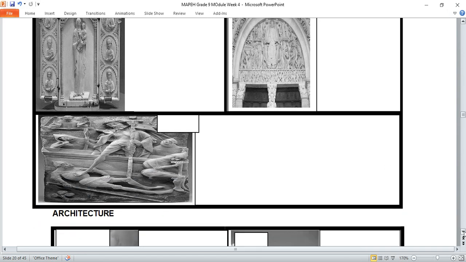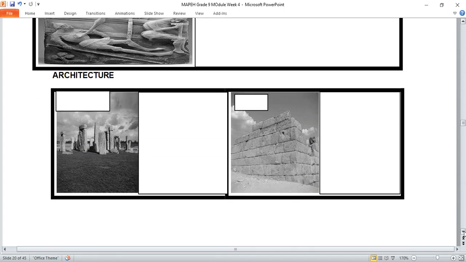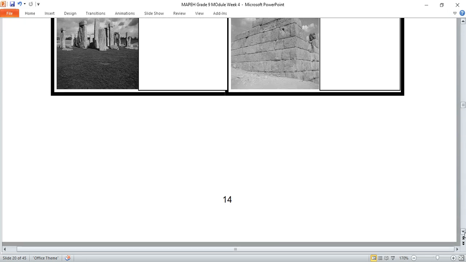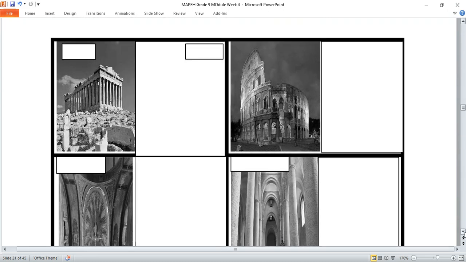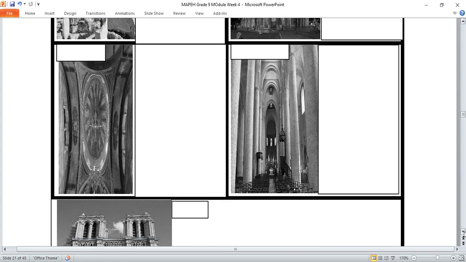And now let's proceed to architecture. Okay, class, you can pause this video in order for you to answer this in your notebook. And you will proceed to our Google Classroom to submit your written work. So now this is the architecture from a different era again. See that? Some old but different and artistic architecture.